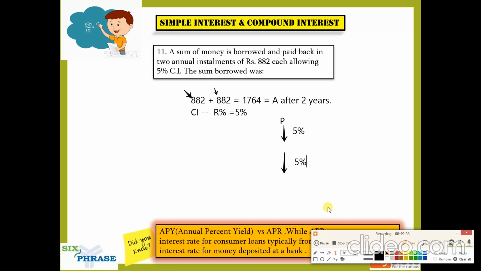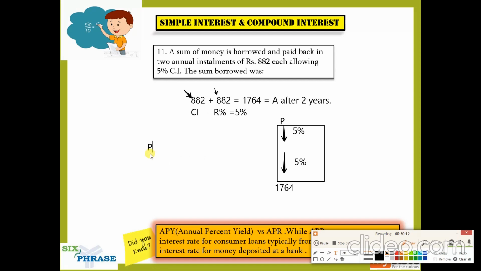So in other words, what are you doing? If you listen to my percentages lectures, you are applying two 5%s to P. If you do this, you will get an amount which will be equal to 1764. Okay, so P is what we have to find. So a number increased 5% and again 5% will give you 1764. How do you increase P by 5% and again by 5%, guys?